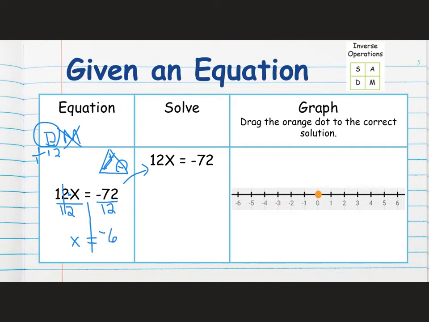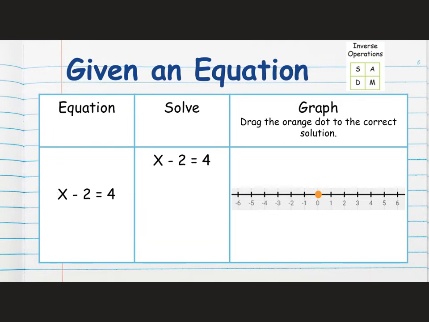That would be negative 6. I can always check my solution of negative 6 by multiplying 12 times negative 6 and figuring out whether or not that equals negative 72. If you take the time to multiply that out, you'll see that it does equal negative 72. Therefore, negative 6 is a true solution. However, don't forget, your negative values are found on the left side of 0. So negative 6 is the solution for this equation.